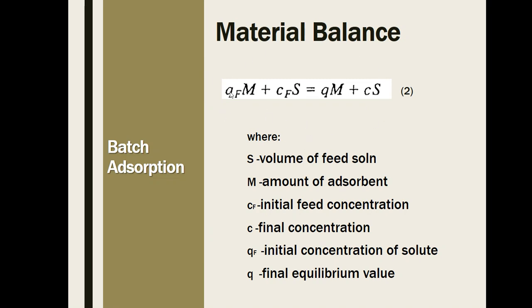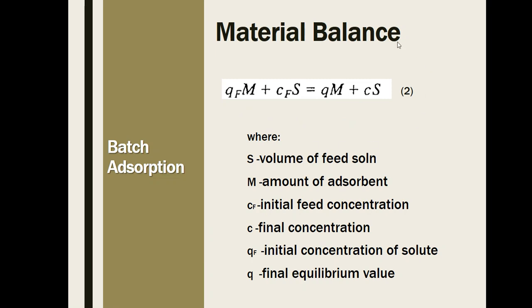So in this equation, on the left side you are accounting for the initial amount of solute, and the right side is the amount of solute that is already in the adsorbent and in the remaining solution. So you look at it, your S is the volume of the feed solution. M is the amount of the adsorbent. C_F is the initial feed concentration. C is the final concentration. q_F is the initial concentration of the solute in the adsorbent, and q is the final equilibrium value.